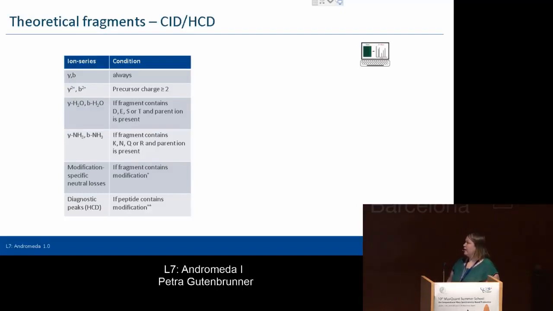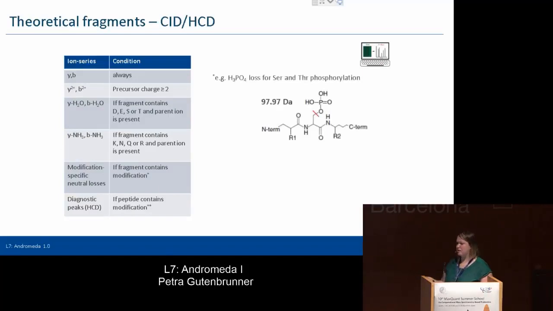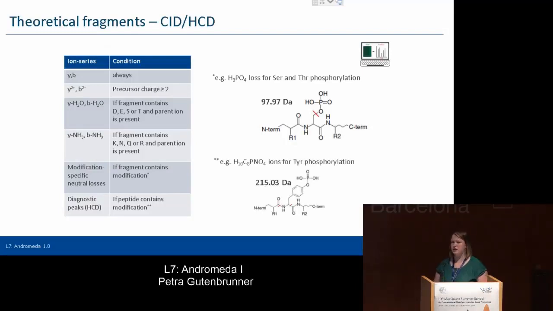1. And then also, if the peptide contains amino acids, some of them are prone to losses, like water losses and ammonia losses. So here we also include them in the theoretical spectra. And then some modifications, especially phosphorylation, also have some neutral losses. And also in case of the phosphorylation of tyrosine, there are diagnostic peaks that are also taken into account.